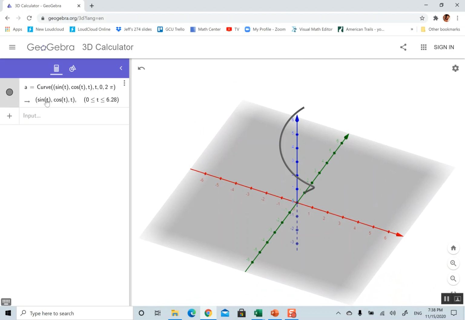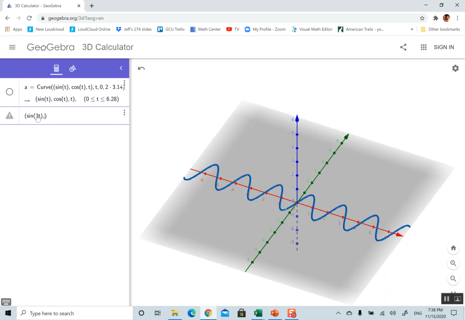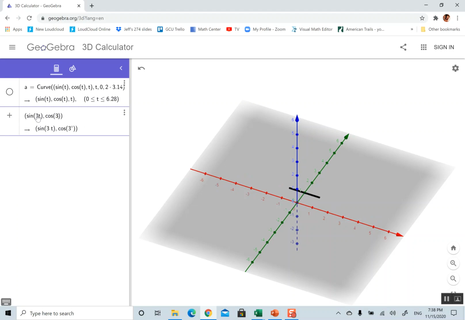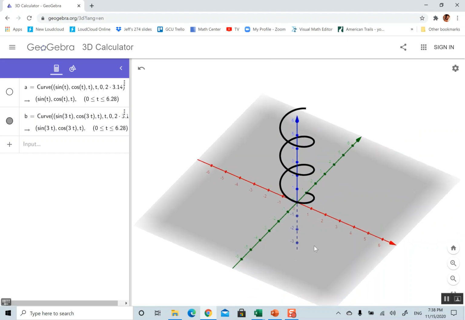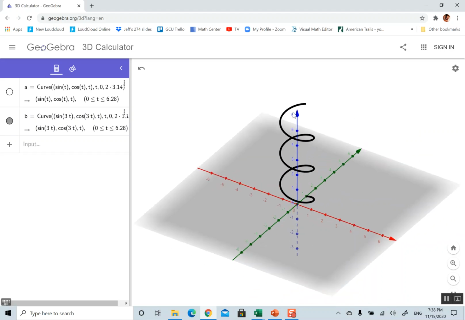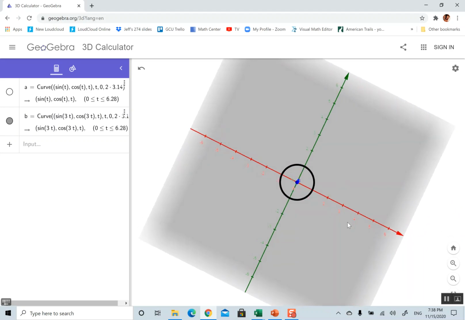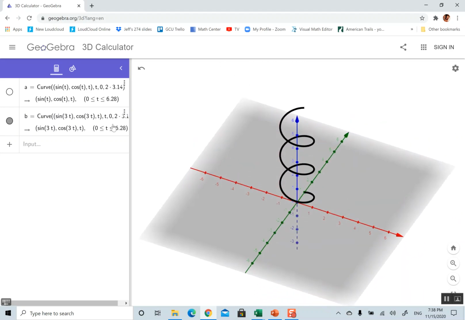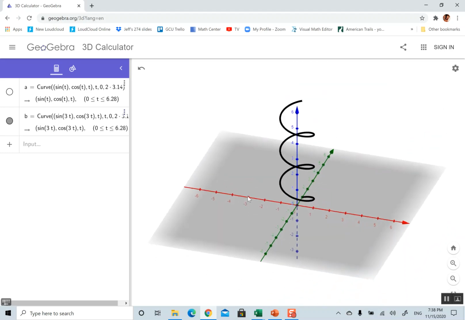So let's change this. Let's make this a 3t. I'm going to close that down and make a new curve. And now you can see it goes around 1, 2, 3 times. So it's gone 3 times as fast in the same amount of time, because I'm still going from 0 up to pi when you look at the t values here. Okay, so my spiral goes 3 times as fast.